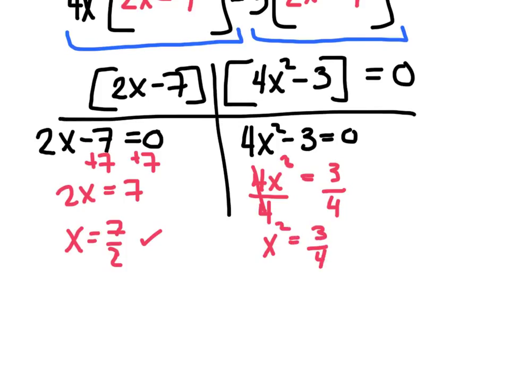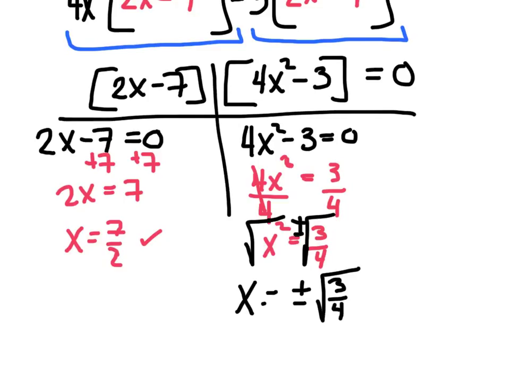And to get rid of a square, I'm going to take the square root. Now, don't forget, in front of every square root goes that plus minus. Was that one thing you were missing, maybe? So you might be thinking you have x equals plus or minus radical 3/4. Now, unfortunately, that's just not simplified. That radical can go further.